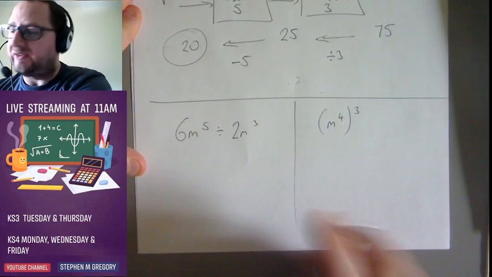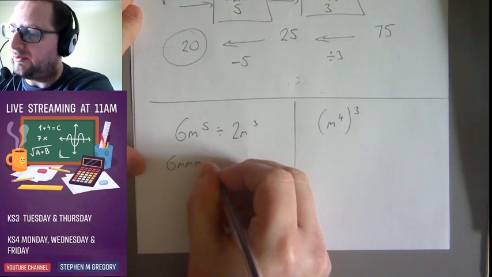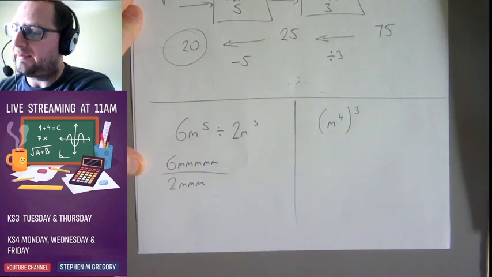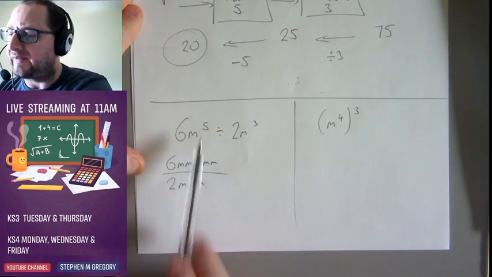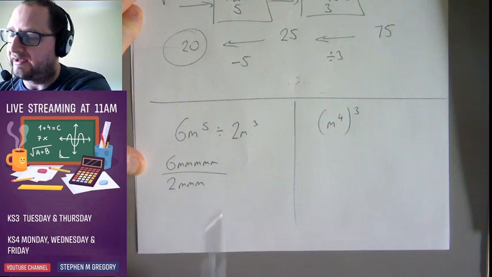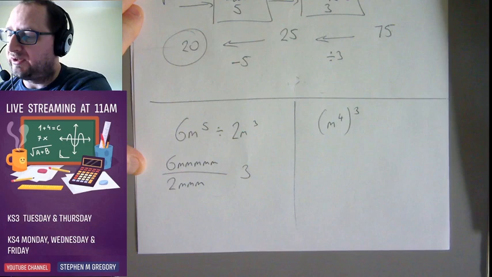Into our laws of indices. I think you know what I'm going to do. I'm going to set this out in its fraction format. There we are. So 6m to the 5, 6m to the 5, and 2m to the 3, 2m to the 3. 6 divided by 2 generates 3. Let's get that out the way straight away.